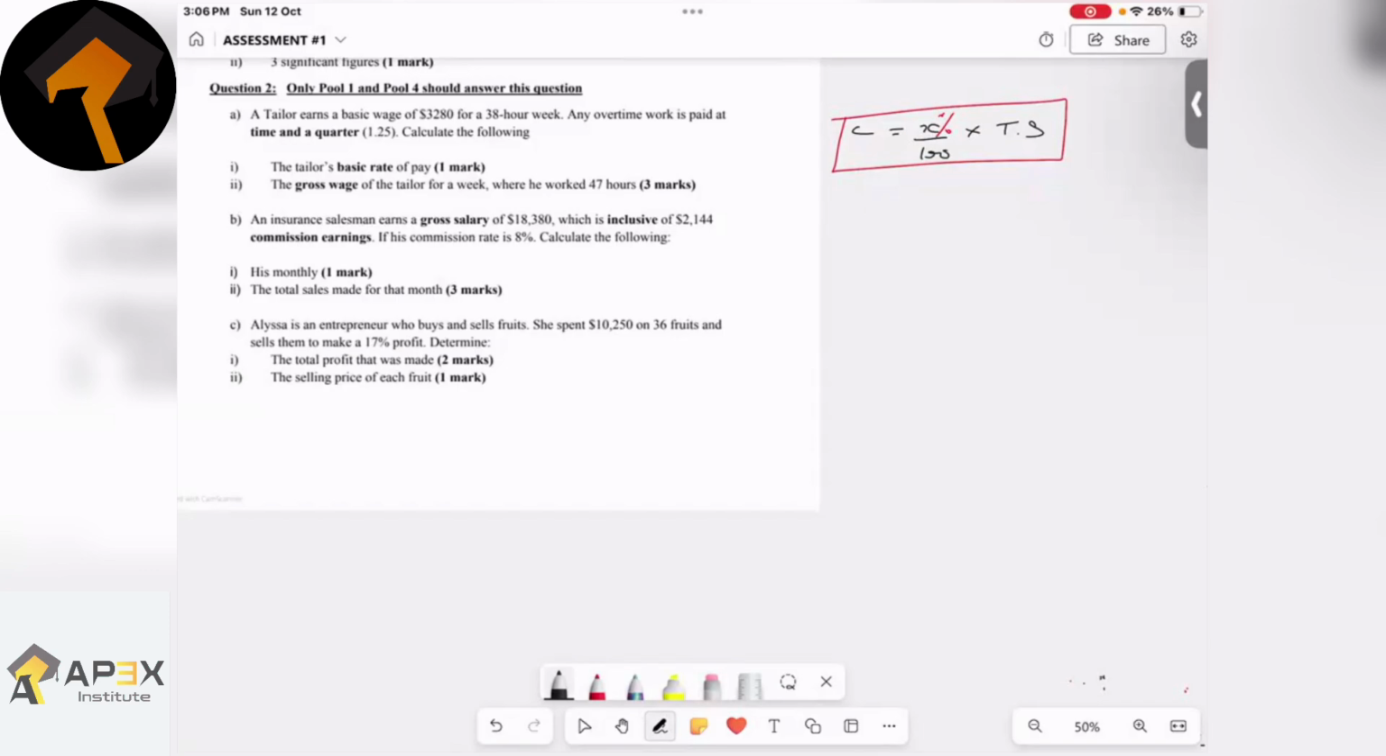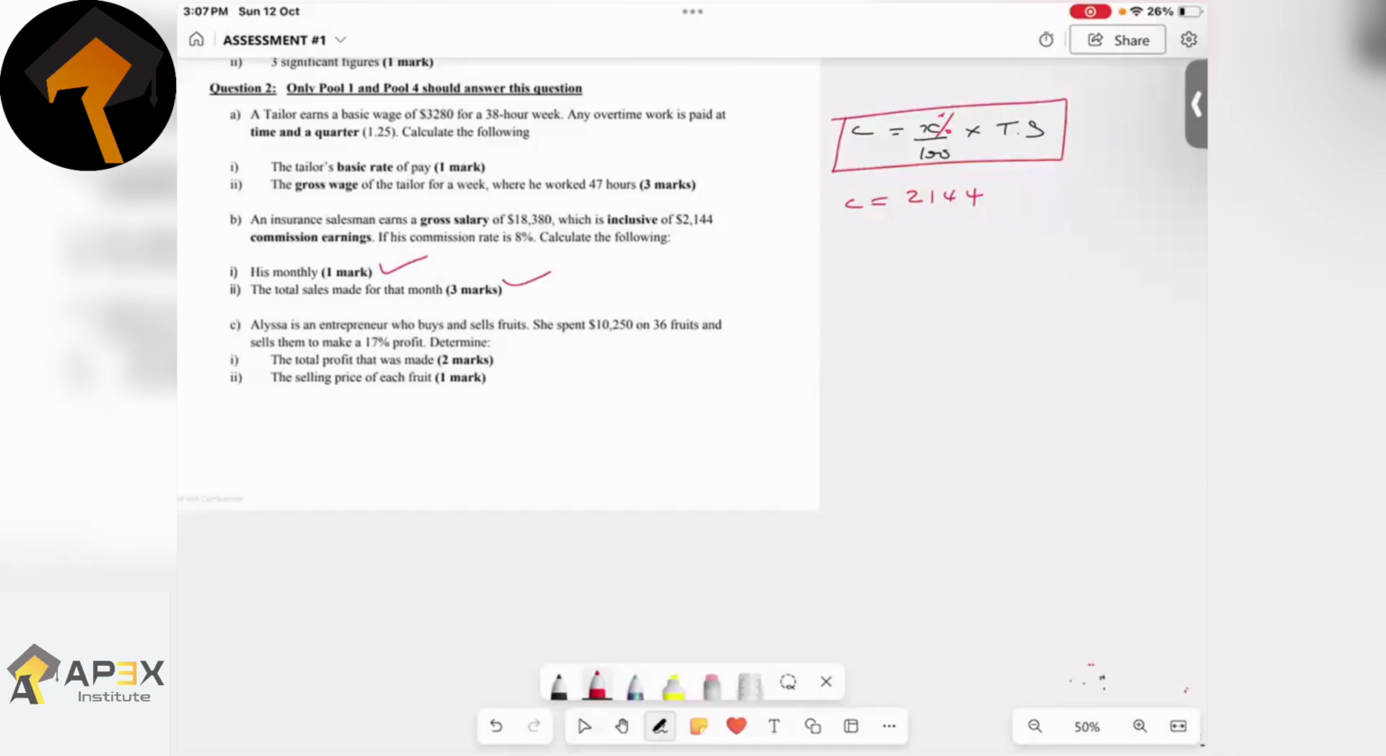Should I multiply? Should I divide? Should I add? Should I subtract? Now, have a look at this question, guys. Let's take out the information that is most important to us here. What's important to us here is, one, the commission. C, already, we know, is equal to 2,144. That's what we know. So before I even look at what they're asking me, I'm going to take out what I need.